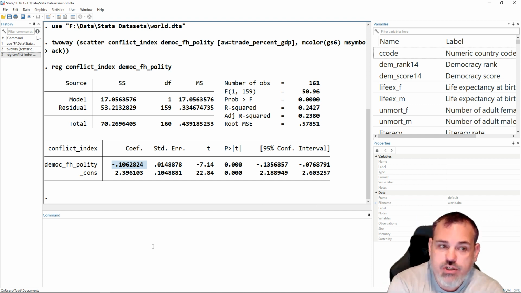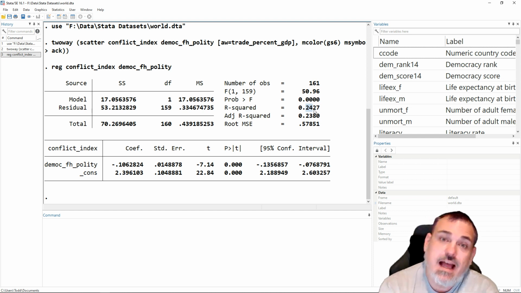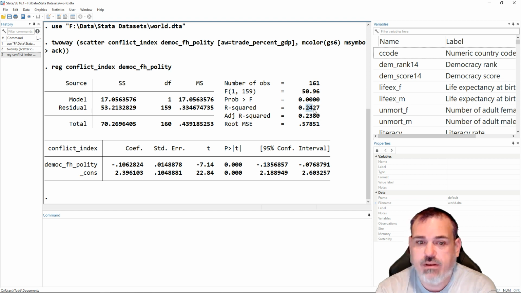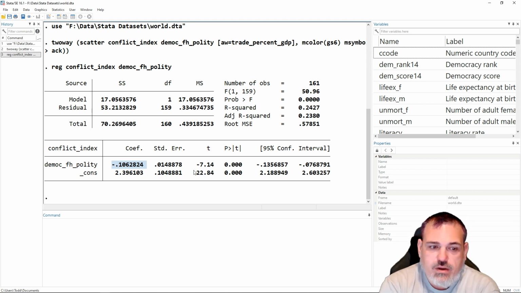And how much of the dependent variable is explained by the independent variable is known as our R-squared measure. And since we're just doing a two-variable regression, we can use the R-squared as opposed to the adjusted R-squared. And so what we see here is about 24% of the variation in the conflict index is explained by this level of democracy. So what does this mean? The substantive interpretation is, for every 1 point increase in this democracy index, conflict reduces by 0.10 points.